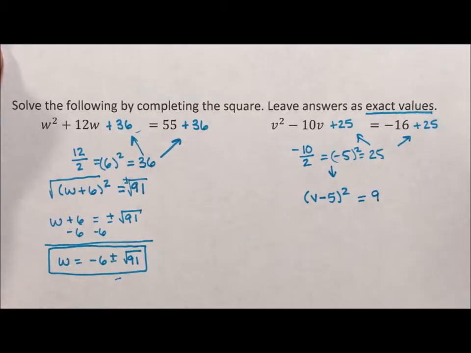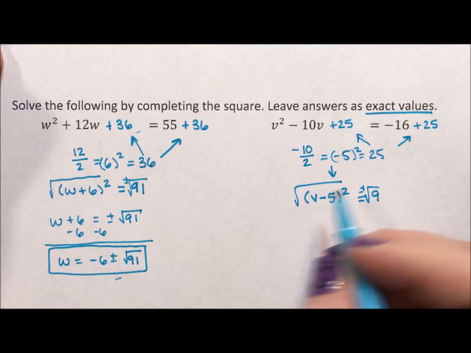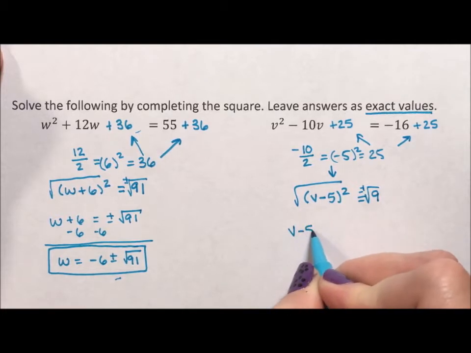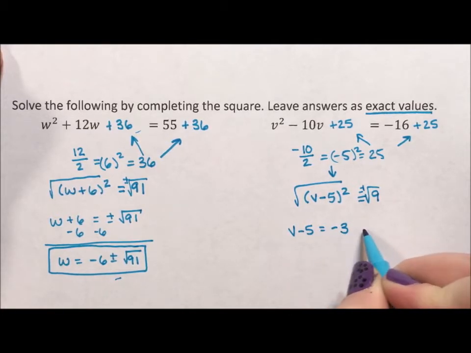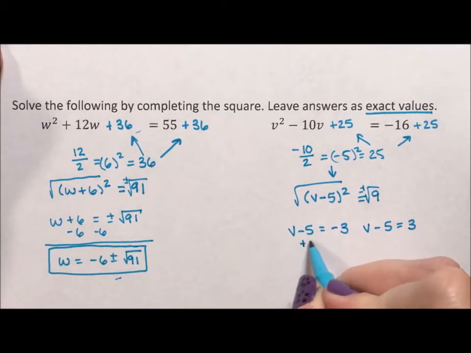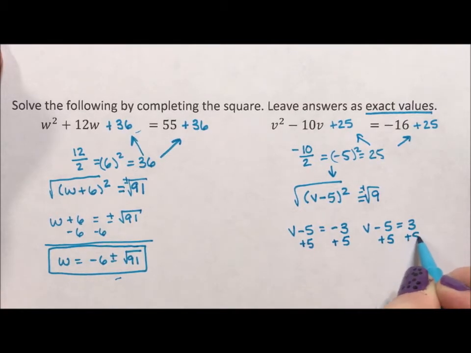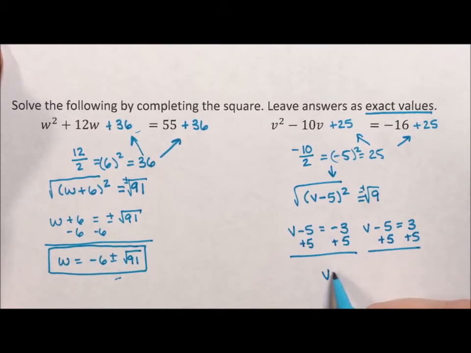This equals 9. When I square root this one with a plus or minus, I end up with v minus 5 equals negative 3, or v minus 5 equals a positive 3. I then can add 5 to both sides, and v is going to equal 2 or 8.